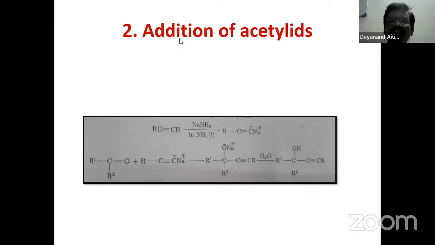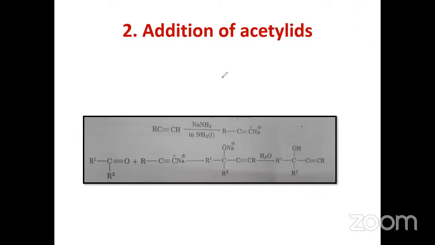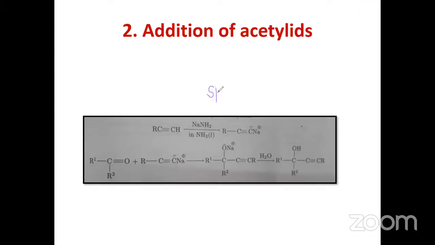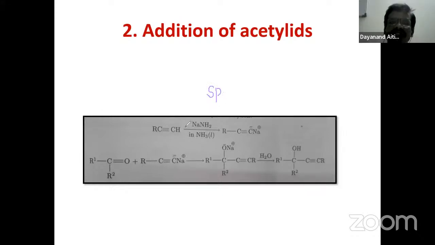Can anyone tell me what is the reason? Terminal alkynes or acetylene is more acidic. Can anybody give the reason why it is more acidic? Yes, sp hybridized orbital. It is sp hybridized orbital, therefore it is more acidic.